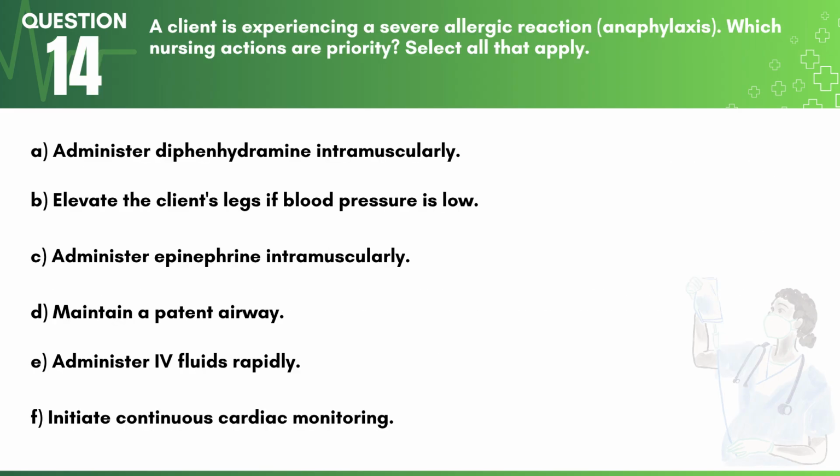Question 14. A client is experiencing a severe allergic reaction, anaphylaxis. Which nursing actions are priority? Select all that apply. A. Administer diphenhydramine intramuscularly. B. Elevate the client's legs if blood pressure is low. C. Administer epinephrine intramuscularly. D. Maintain a patent airway. E. Administer IV fluids rapidly. F. Initiate continuous cardiac monitoring.